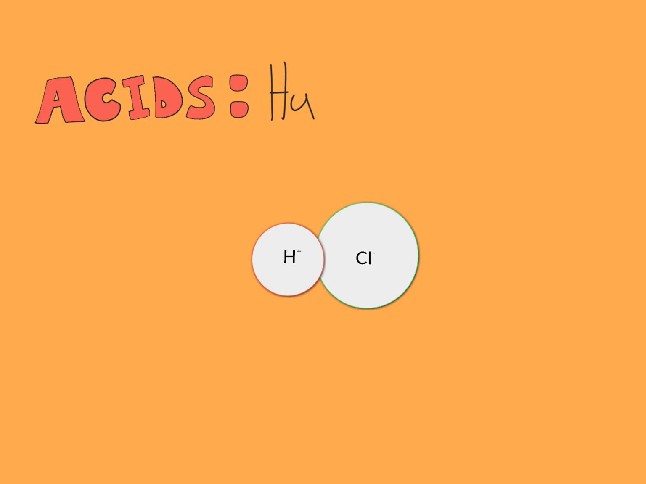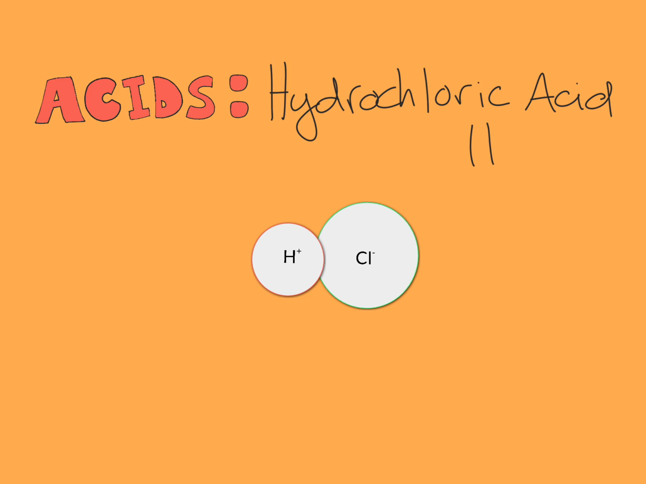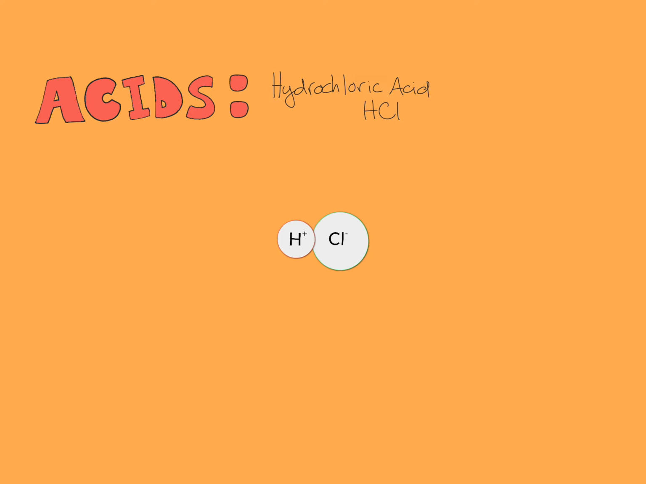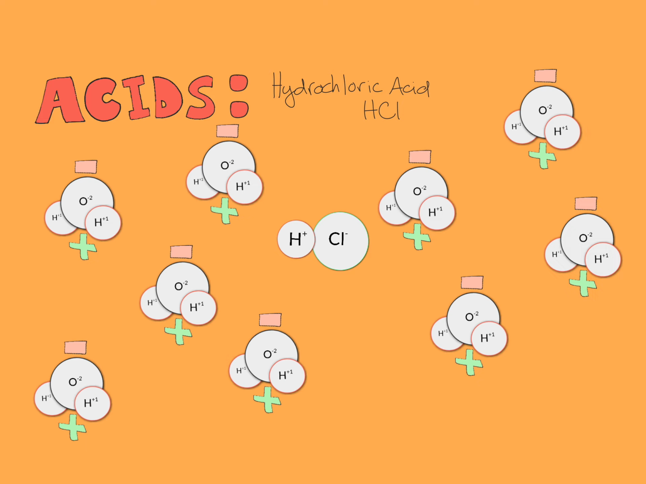Here we have a molecule of hydrochloric acid, which is one hydrogen bonded together with one chlorine. The hydrogen has a positive 1 charge and the chlorine has a negative 1 charge. So let's take a look at what happens when we place this hydrochloric acid molecule in some water.